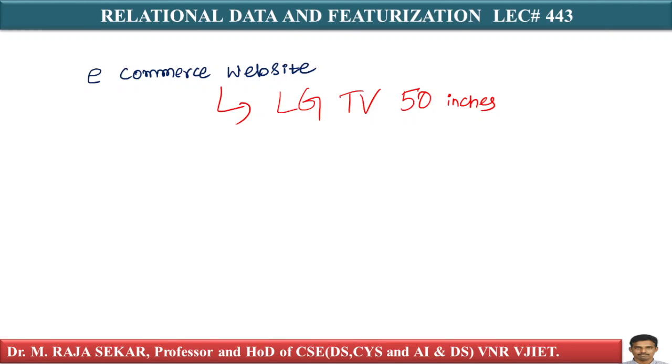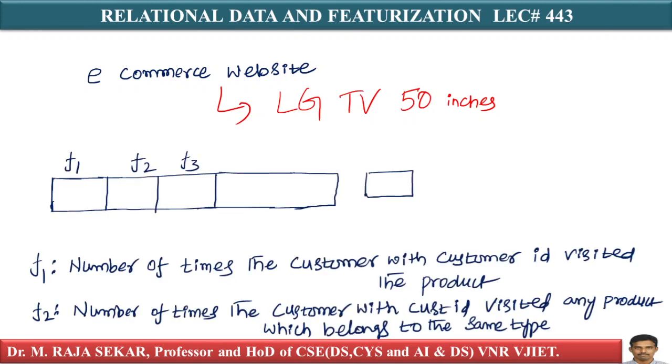So one feature could be, given a customer ID and product ID, F1: the number of times the customer with that customer ID visited the product ID page in the last 24 hours. Another interesting feature, F2: the number of times the customer with the given customer ID visited any product which belongs to the same type as this product ID.